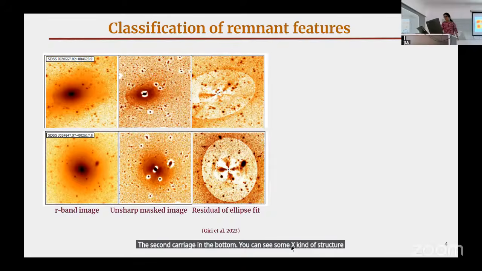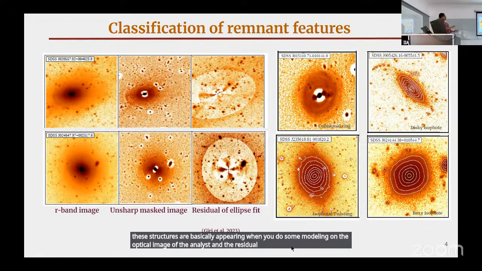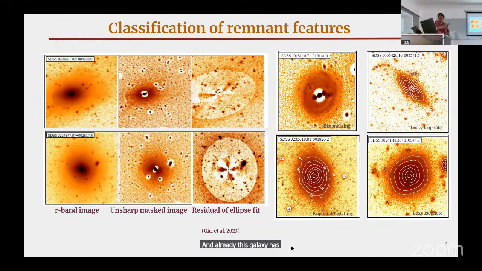These structures appear when you do some modeling on the optical image of the galaxy. In the residual image you can see that this galaxy has some residual structure, which means some merger activity has happened, and this galaxy has already been classified as an early-time galaxy. It is not associated with any late-time structures.